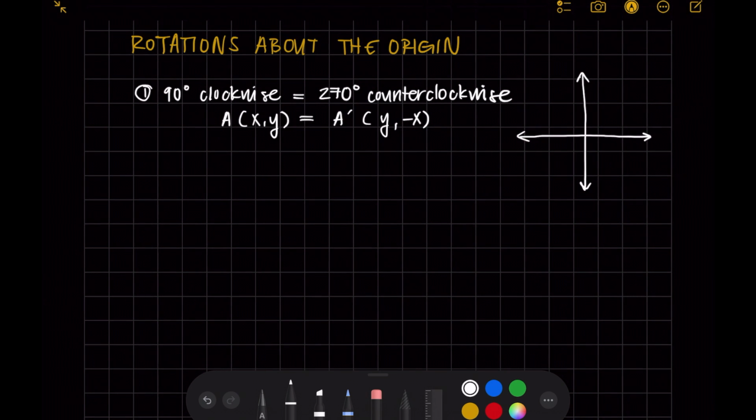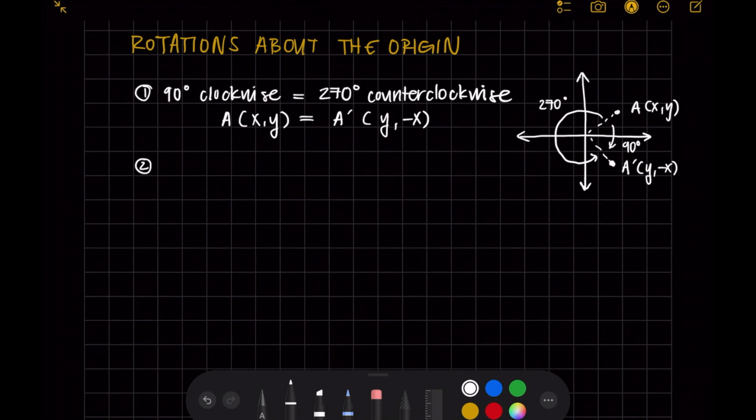To draw it out so that you can have a visual understanding of this, let's say I had a point located here, A, at x, y. I want to rotate this 90 degrees about the origin. So 90 degrees looks something like this. And so this point, A prime, would be located at y, negative x. This is a 90-degree rotation clockwise, or it could have been a 270-degree rotation counterclockwise.